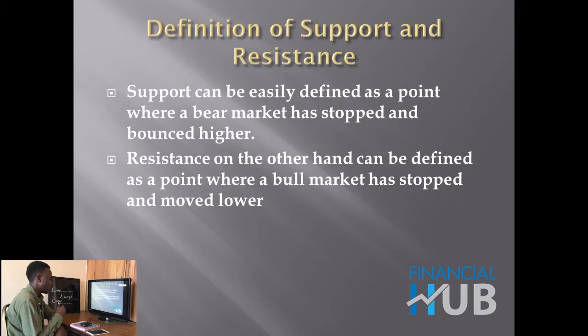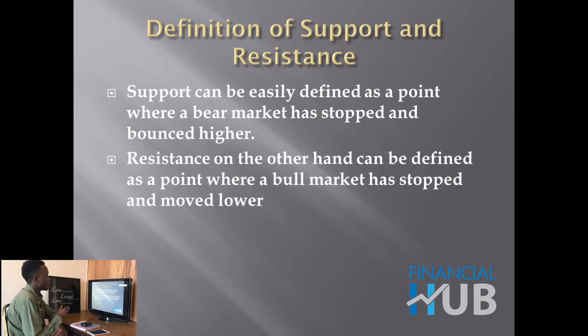For those who don't know, a bear market is a market that is moving lower, so we are simply losing value. If gold, for example, was trading at 1360 and we move lower to 1300, then that can be defined as a bear market. Resistance, on the other hand, can be defined as a point where a bull market has stopped and moved lower.